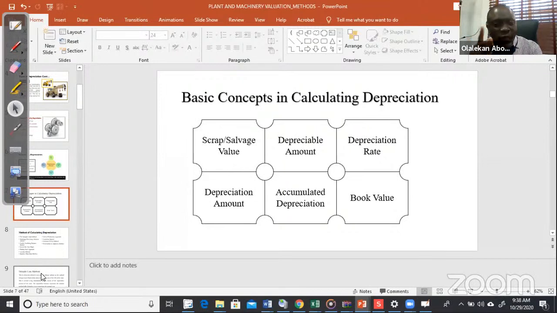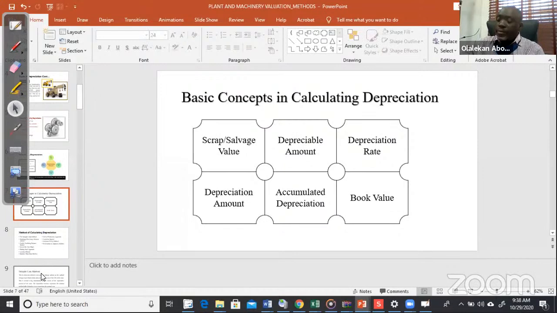That then, if you remember, I said the scrap value or salvage value is... hello, sir, please. Sorry, sir. Yes, please. Sorry, sir. Please, can you come again a little about depreciation amount, please? I have not finished. Don't worry, I will explain. Depreciable amount. Okay. Okay, sir.